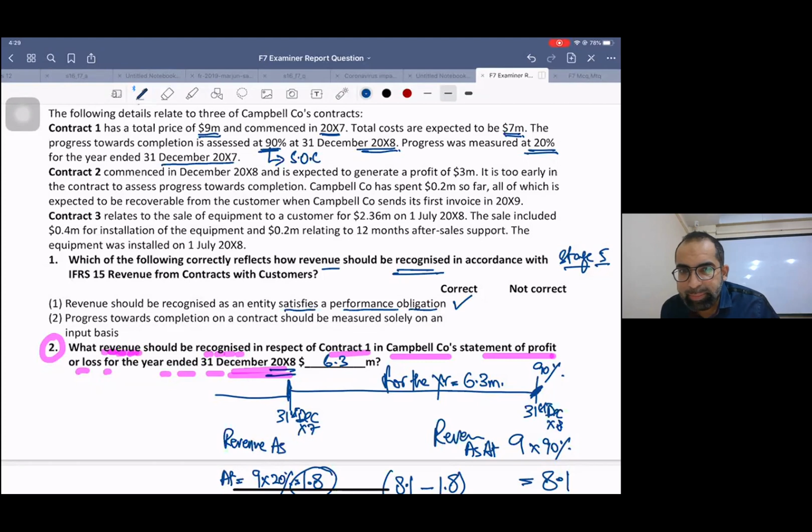Now read the second statement. Progress towards completion on a contract should be measured solely, and solely means only, on an input basis. Very wrong. Now you are restricting it. Even in class your teachers taught you the input and output basis as well. In construction accounting we use the input method, cost incurred to date divided by total estimated cost, as well as the output method, value of work certified to date divided by contract price times 100. So this second statement is not correct.